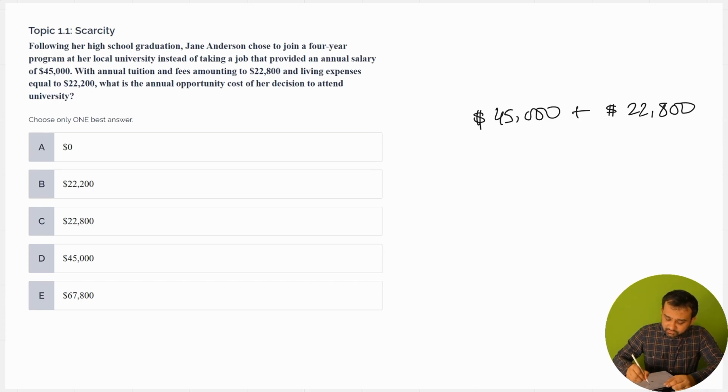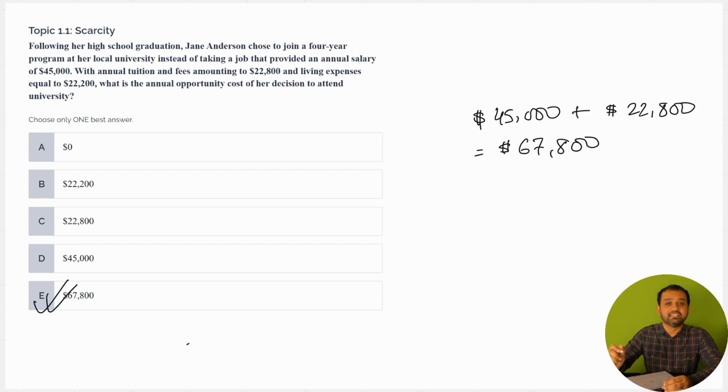Why not the living expenses? Why don't you include that? Well, thing is, by opting to go for university, she has to pay that living expense. But if she did the job, she would have to pay the living expense as well. So that is why we sort of ignored that. And we have our answer of $67,800. That is the opportunity cost of Jane for choosing to go to university and giving up the job. So the answer to this question is going to be E.